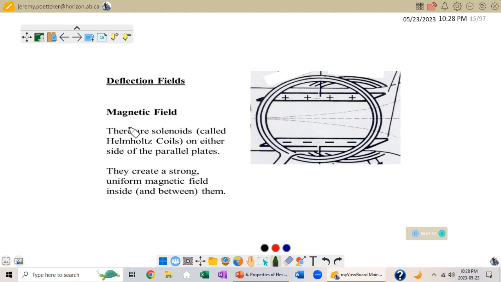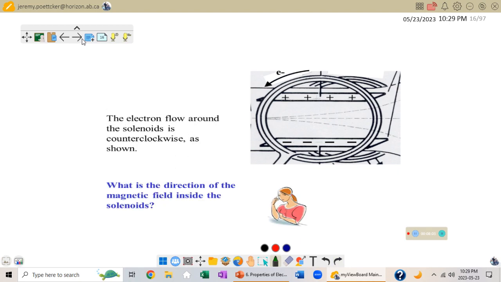Then we've got the magnetic field. Solenoids on either side of the coil, Helmholtz coils, named after, guess who? His last name was Helmholtz, yes. These are on either side of the parallel plates, and they create a strong and uniform, that's important as well, magnetic field inside and between them. Electron flow around the solenoids is counterclockwise, as shown there.